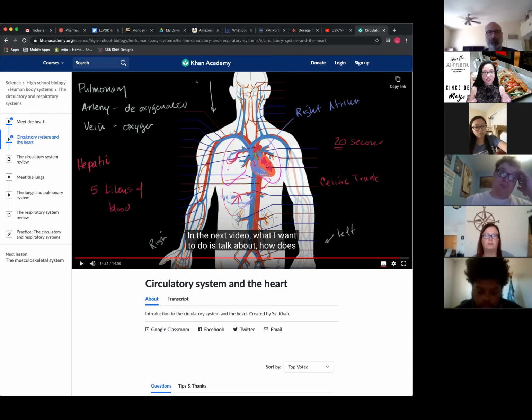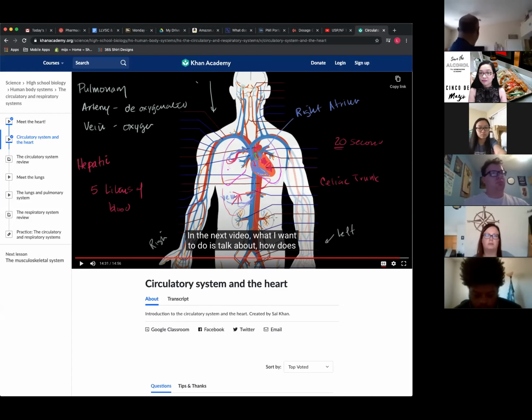When we're talking about the pulmonary system, or the pulmonary blood flow, the arteries carry deoxygenated blood, and the veins carry oxygenated blood. Is that clear?